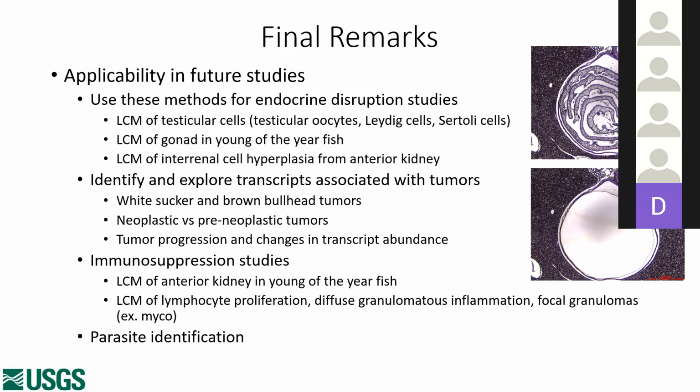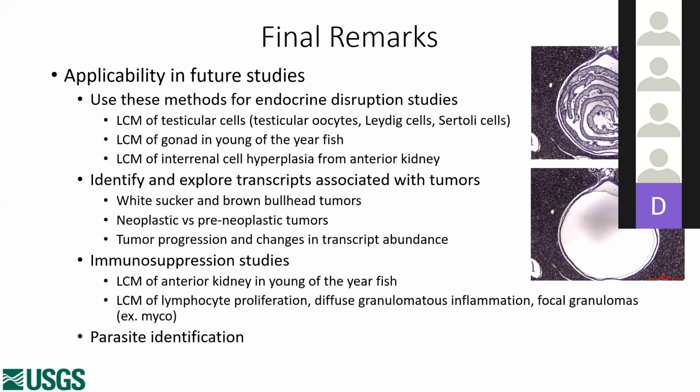And we plan to use it for immunosuppression studies. We can cut out the anterior kidney in young of the year fish, which is very small and hard to isolate. So once we have a tissue section cut on a slide, we can go back and cut the anterior kidney out. Or we can look at lymphocyte proliferation, diffuse granulomatous inflammation, or focal granulomas like Mycobacterium.